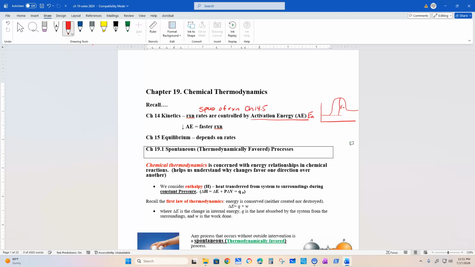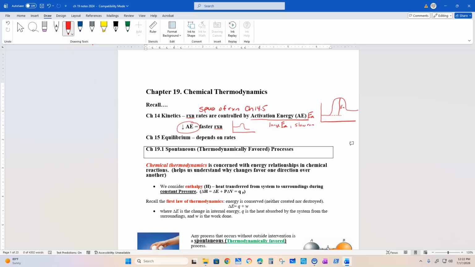So when you had very large activation energy, that means it was a very slow reaction. So we want very low EA, so that it has a faster reaction. When you saw those activation energy graphs, we want little tiny. Now whether it's endo or exo, that's a completely different story. But Chapter 14 told us how fast a reaction goes.